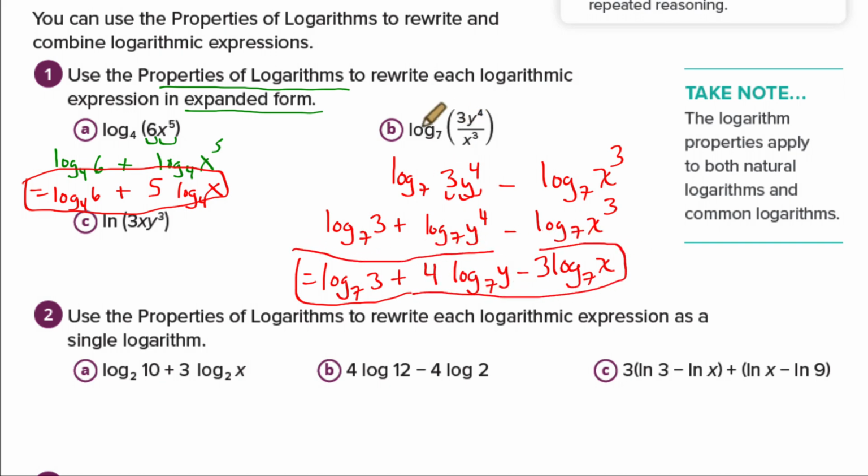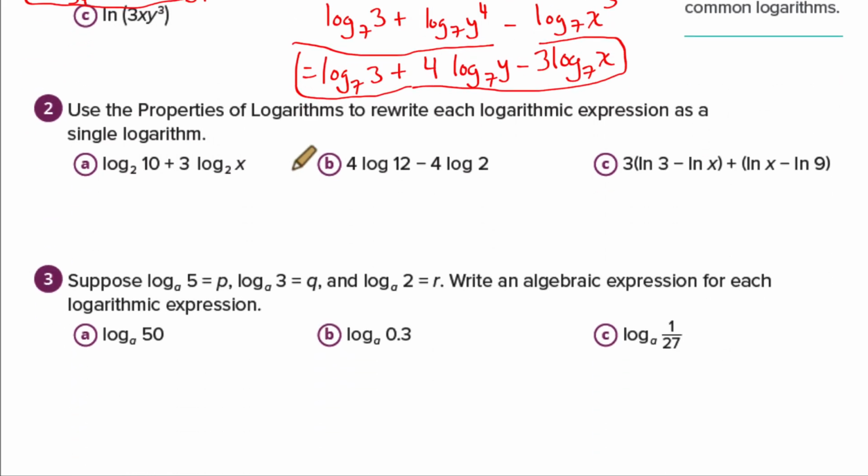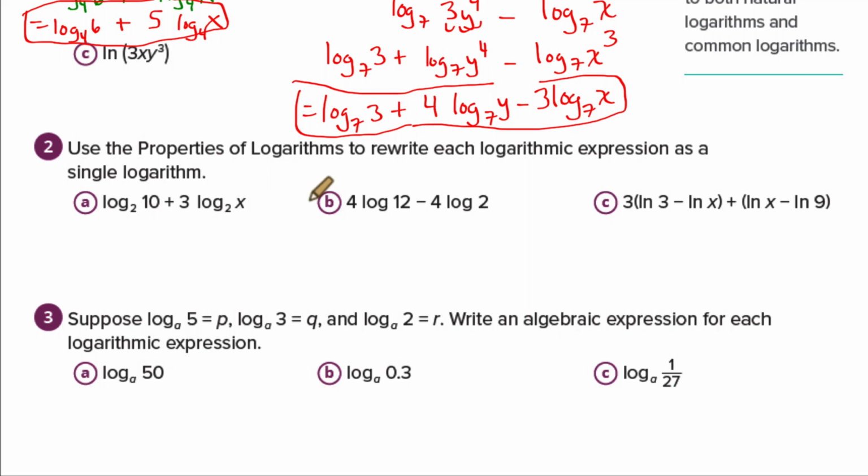Okay, one log. We took one log and we made 1, 2, 3 different logs with it, and we pulled all those exponents down. That is how you do the first part where we have to expand. Okay, that's expanded form. We are expanding. Now, we're going to work backwards. It's the same, everybody, but backwards.